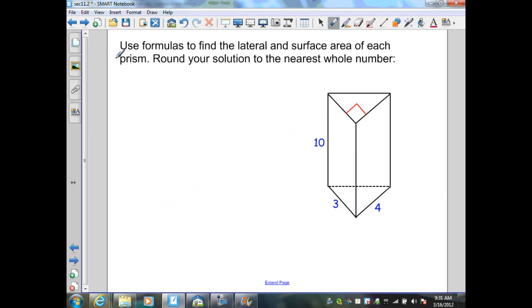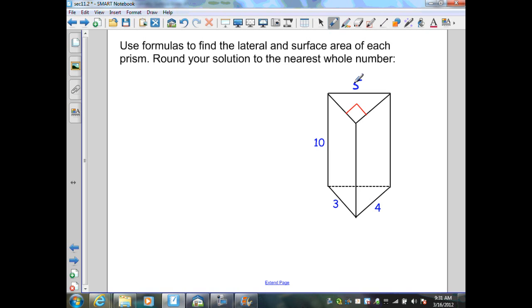In this example, they want us to use the formulas to find the lateral and surface area of each prism. Then round your answer to the nearest whole number. Here we have a triangular prism. It's the same shape as we had in the previous example. Therefore, I know the hypotenuse. Here I had 3, 4. I know it is 5 by the triple or the Pythagorean theorem.